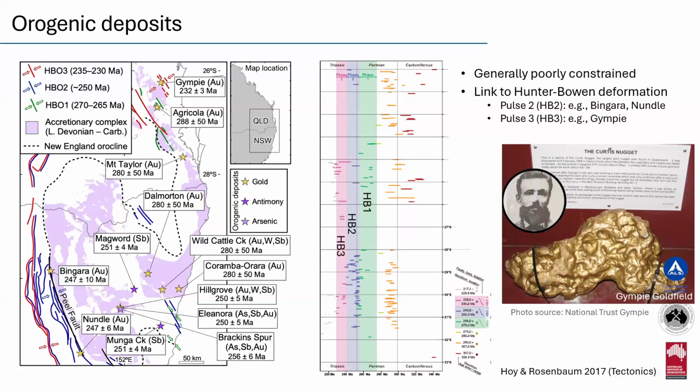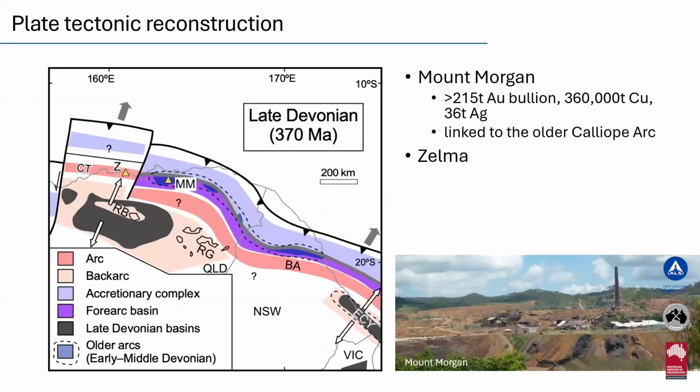And we have Gympie goldfields, for example, where we have a lot of gold. This is a 27 kilogram nugget. And that occurred at the terminal stage of the Hunter-Bowen orogeny at 230. So these are the orogenic deposits. And the last thing I'm going to do is to put that in the context of plate tectonic reconstructions.